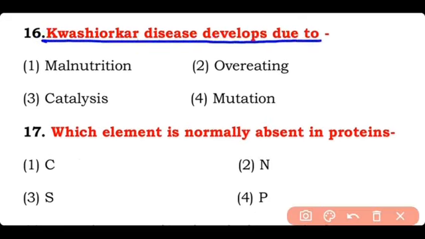Question number 16. Kwashiorkor disease develops due to malnutrition, overeating, catalysis, mutation. So correct answer is option 1. Kwashiorkor is a malnutrition that occurs due to deficiency of protein in the diet.